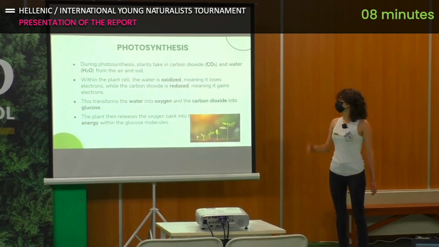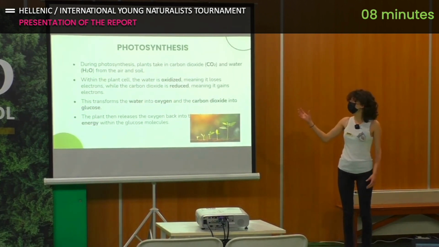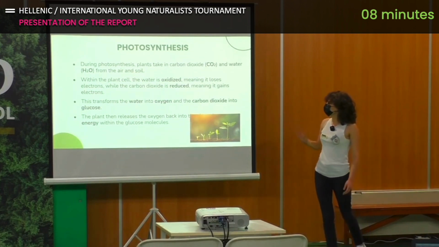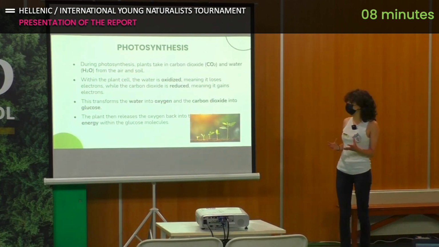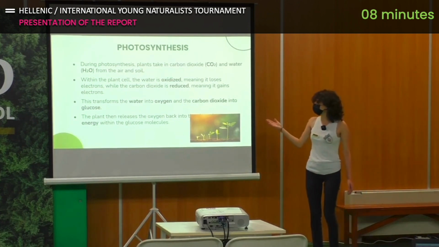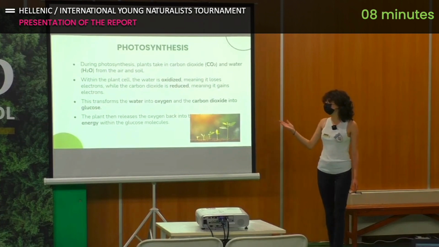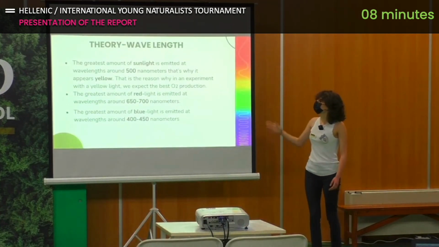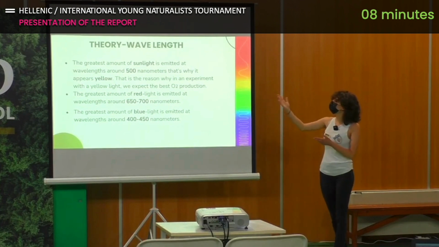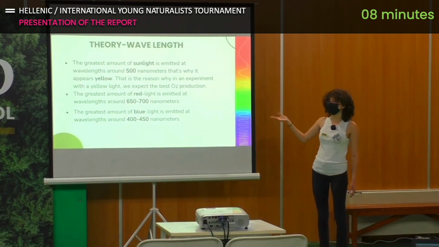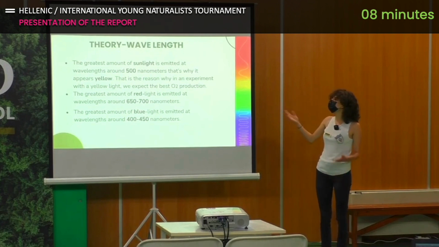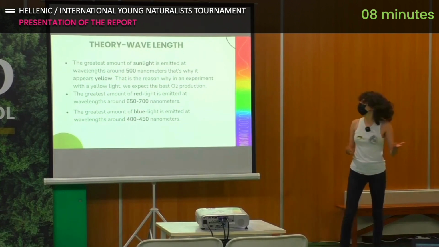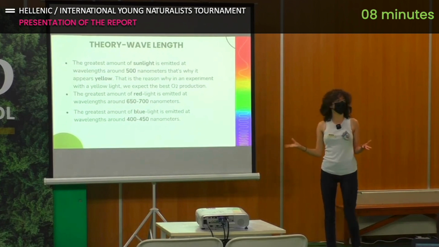Continuing on, during photosynthesis, plants take in carbon dioxide and water from the air and soil. Within the plant cell, the water is oxidized, meaning it loses electrons, while the carbon dioxide is reduced, meaning it gains electrons. This transforms the water into oxygen and the carbon dioxide into glucose. The plant then releases the oxygen back into the air. Okay, some theory about wavelength. The greatest amount of sunlight is emitted at wavelengths around 500 nanometers. That's why it appears yellow. This is the reason why in an experiment with a yellow light we expect the best oxygen production.